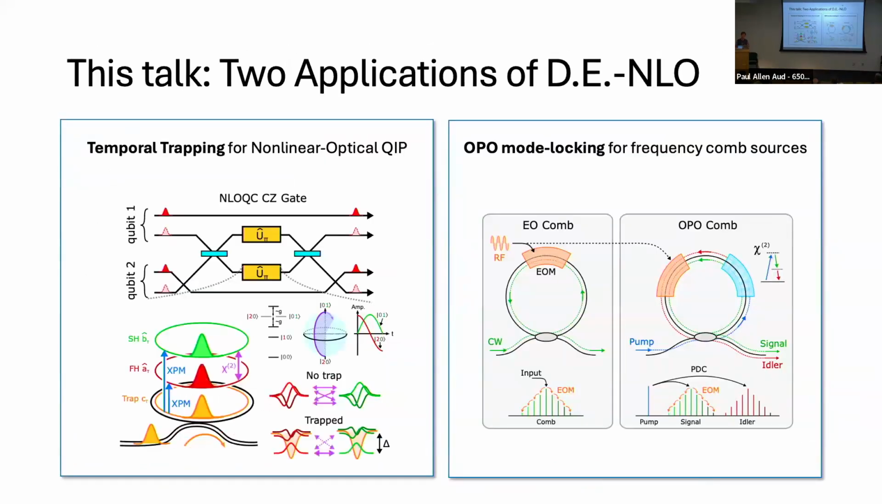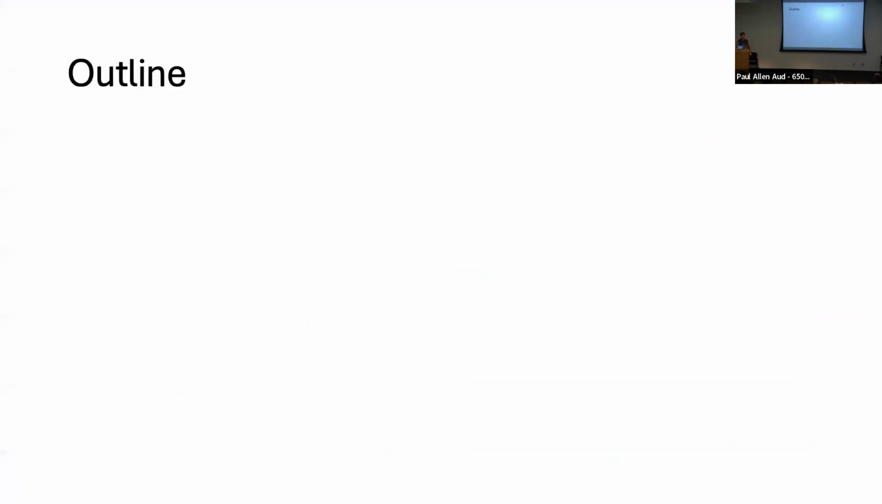So now I want to talk about some of our research results, which will be two applications of dispersion engineering in nonlinear optics. One will be temporal trapping, and the other will be OPO mode locking. So I'll start with temporal trapping.